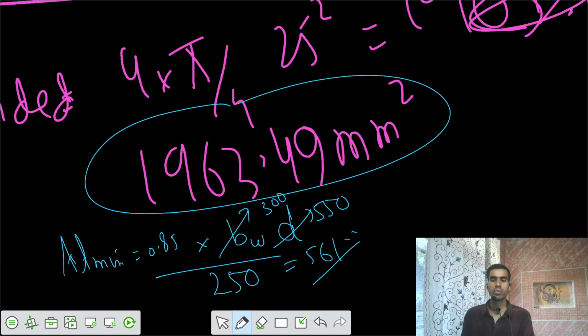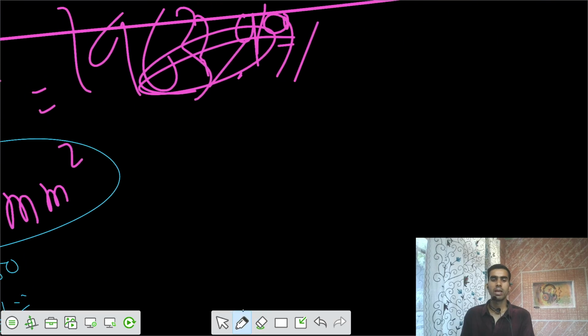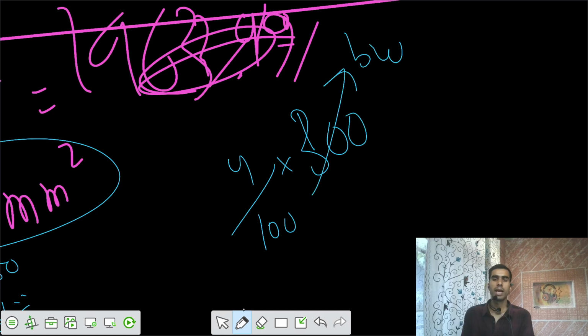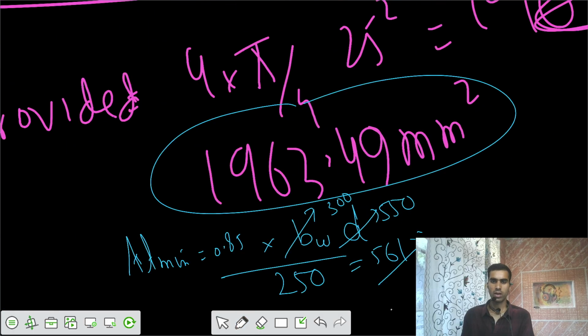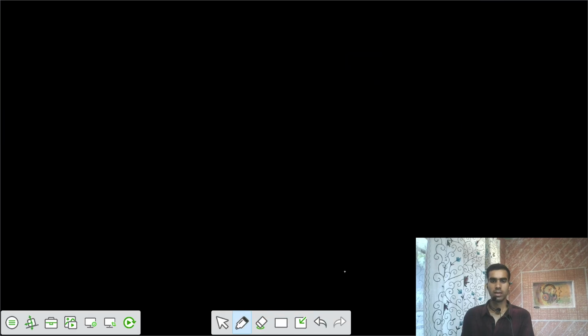And AST maximum is also solved by 4% BD, 4% BD, BW. This is your BW, and capital D is your 600, and that comes out to be equal to 7200. That's more than the provided, so all those are safe. So finally, the final design, let's have that.